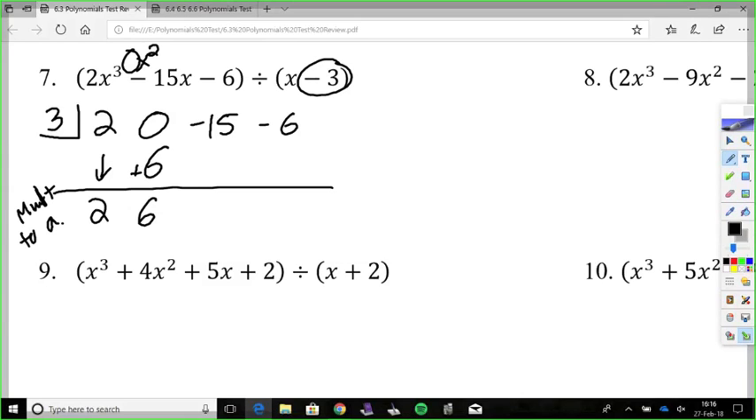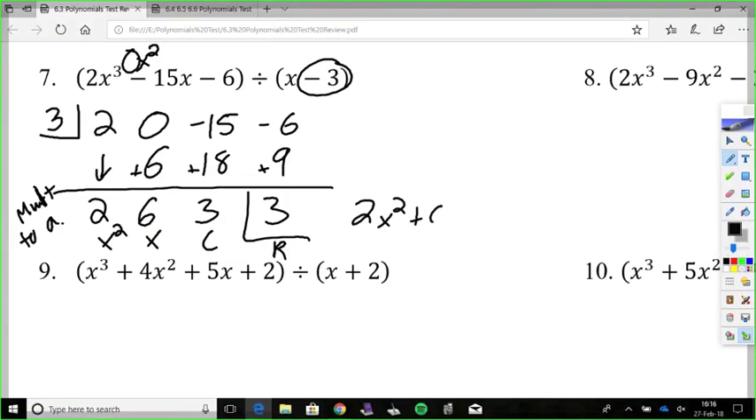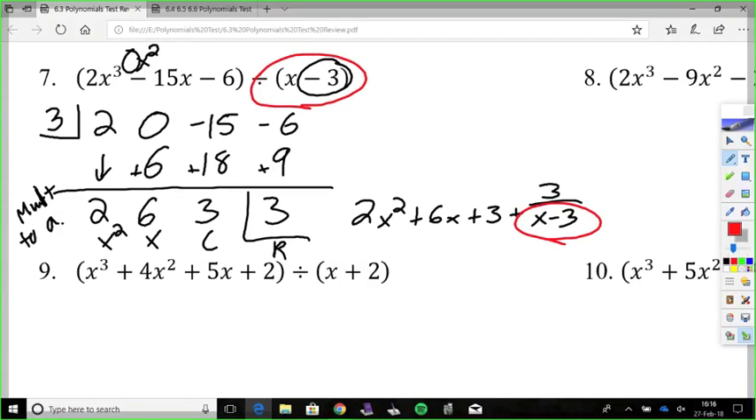Cool. Now we'll take 6 and multiply it to 3. 6 times 3 is 18. We'll add that up. Negative 15 plus 18 is 3. Now we'll take 3 multiplied to the a value 3, which is 9. And negative 6 plus 9 is going to be 3. All right, so there's my remainder. This will make my constant, my x, and my x squared term. So when I write this out, I'll have 2x squared plus 6x plus 3, and then my remainder, since it's 3, it'll be 3 over x minus 3. And again, this part that I'm writing it over is always the same as this, whatever the divisor was. Okay? And of course, 3 is the remainder, which is why there's those there.